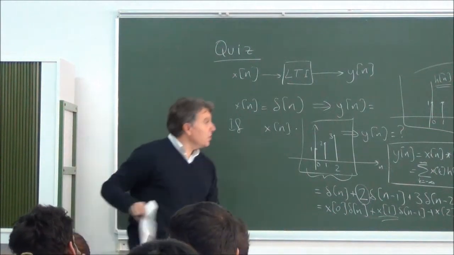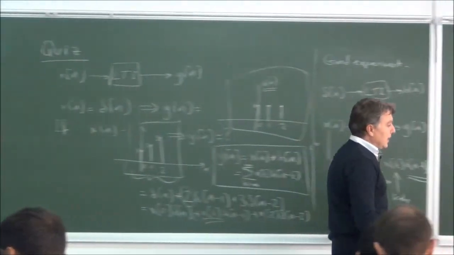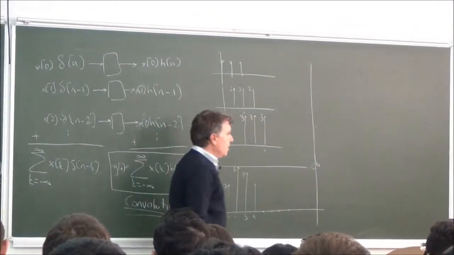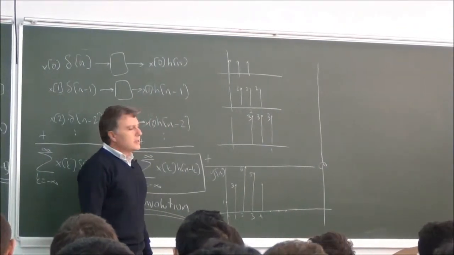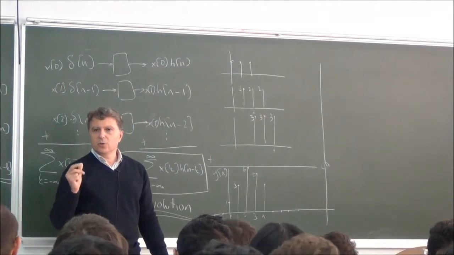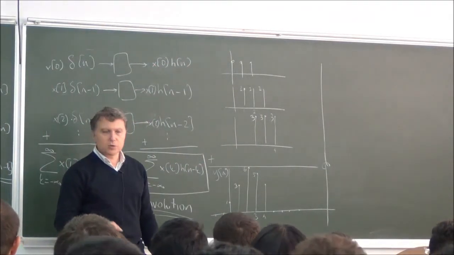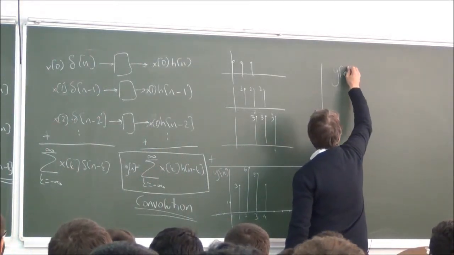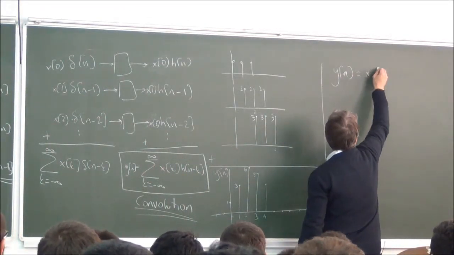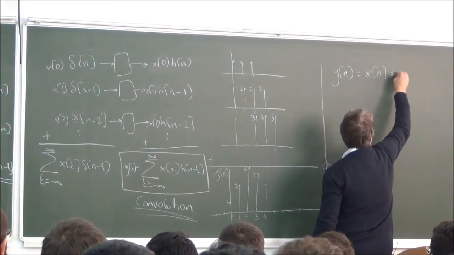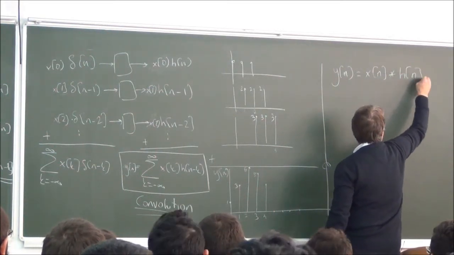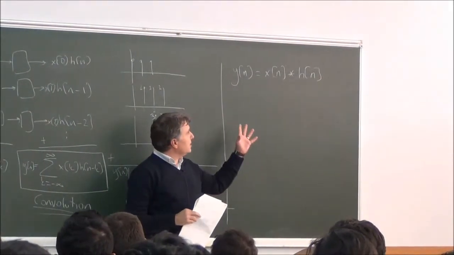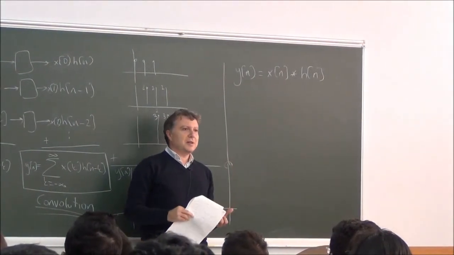Okay, the first property that we can mention is the commutation property, or the commutative property, of convolution. What I mean is this. I said that y of n is equal to x of n convolution with h of n. This convolution is a linear operator because it is describing a linear and time invariant system.